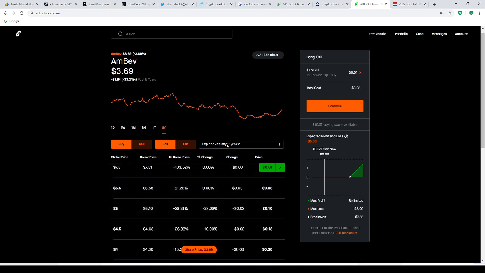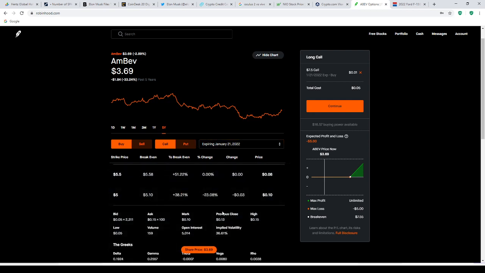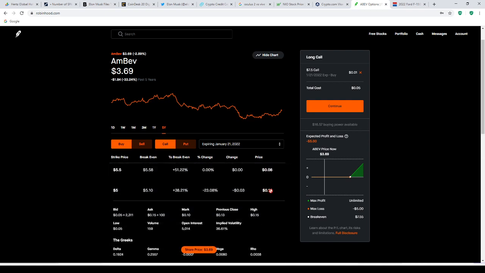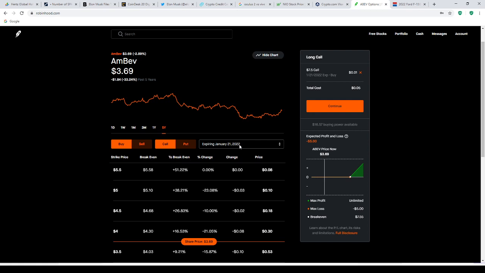But honestly, like AmBev, I don't know where they're going. I haven't looked them up a whole lot, but I actually might buy this call option come Monday when the market opens for $10. Literally 10 cents a share, 100 shares. For $10, you have the right to buy this at $5 by the beginning of next year.